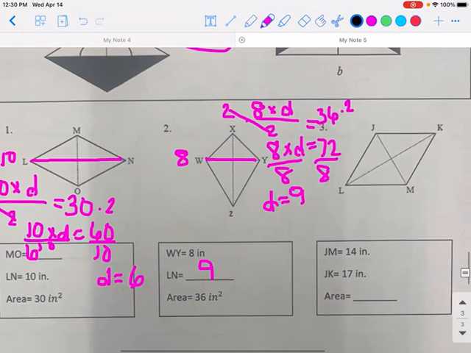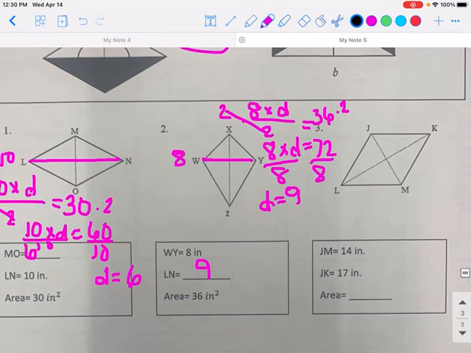And our other type of example is when we have both diagonals, so J to M is 14, and, oh, that's a typo. It's supposed to say LK, so L to K is 17. So we have both diagonals, 1/2 times 17 times 14. Remember, 1/2 is divide by 2. So in the calculator, 17 times 14, all divided by 2, and our area should be 119.